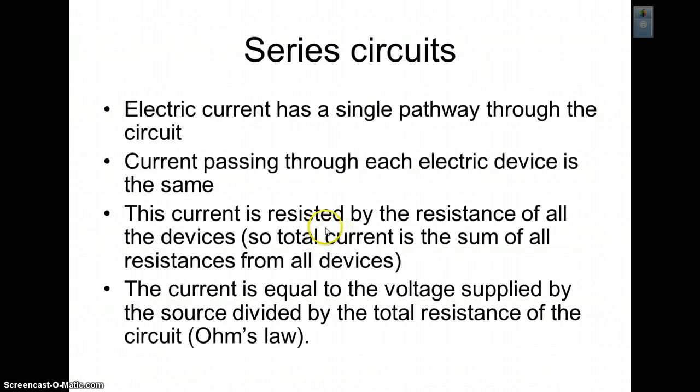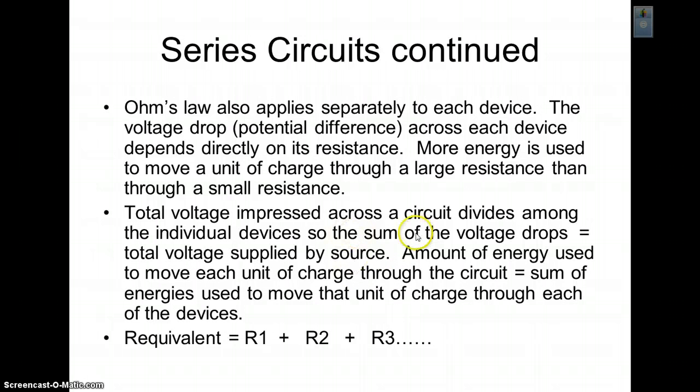Electric current has a single pathway through the circuit, and the current is the same in each electric device connected to it. The current is resisted by the resistance of all the devices, so the total resistance is the sum of all the resistance from all the devices. The current will be equal to the voltage supplied by the source divided by the total resistance of the circuit, just going back to Ohm's law.